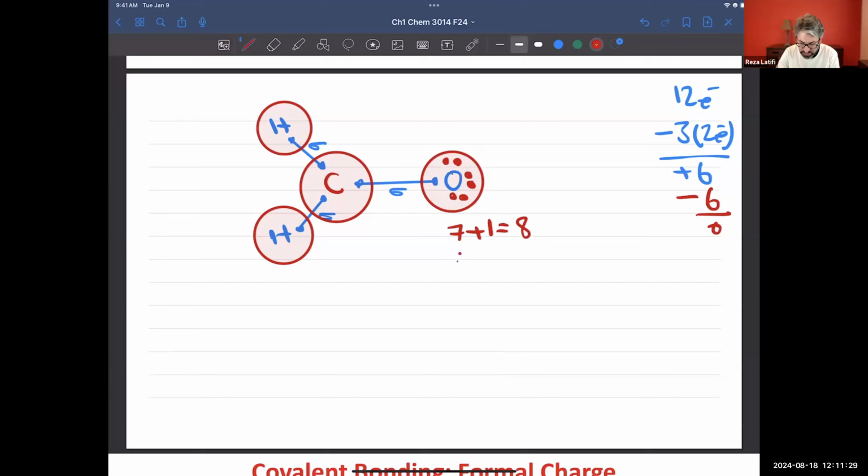How about the formal charge for oxygen? Oxygen is a group 6, so it's supposed to have 6 electrons, but clearly it has 1 more. How many electrons inside the circle do we see? We see 7 of them. So oxygen has -1 charge. It means oxygen got 1 extra electron.